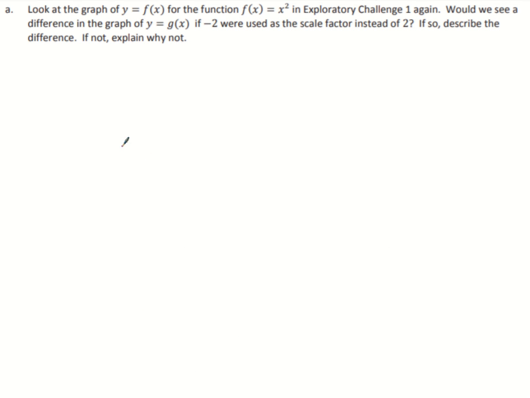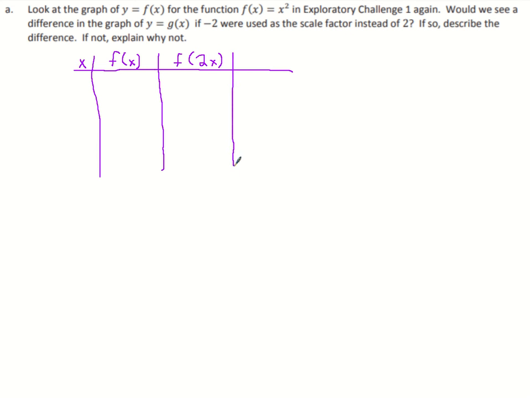Well, we could graph it, or we could do it in a table as well. So that's what I feel like we're going to do right now first. We're going to do this in a table, especially since we already know what our table is going to look like for f of x, and we know what it would look like for f of 2x, so we can then compare that to what f of -2x would look like.